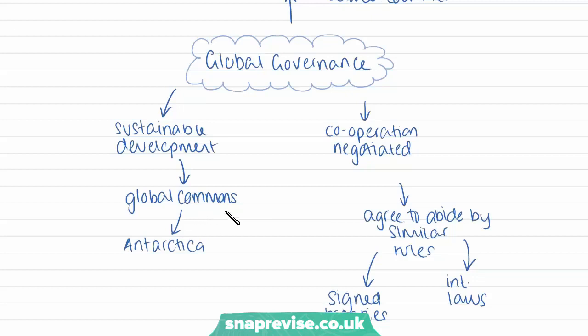And essentially, they are areas beyond political reach, so they need to be governed on a global level by everyone essentially, because there's no particular state or organisation that is responsible for them. So that is essentially why global governance is so important.